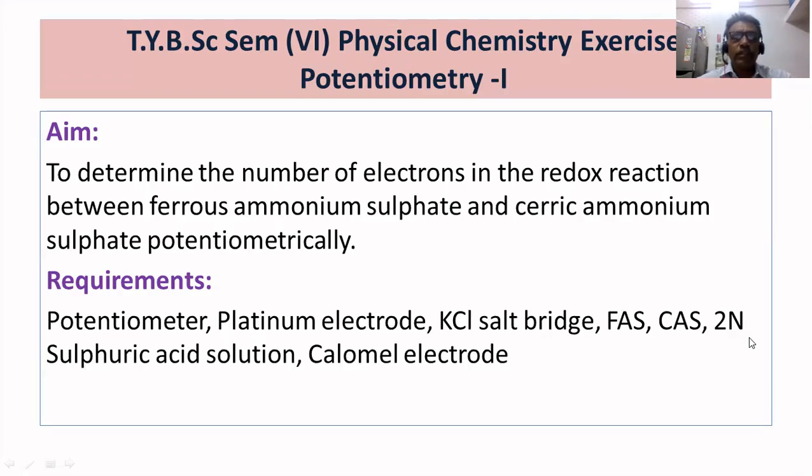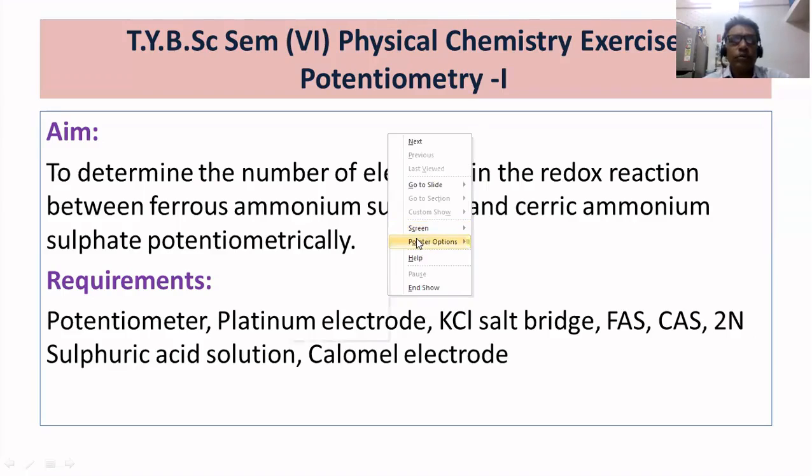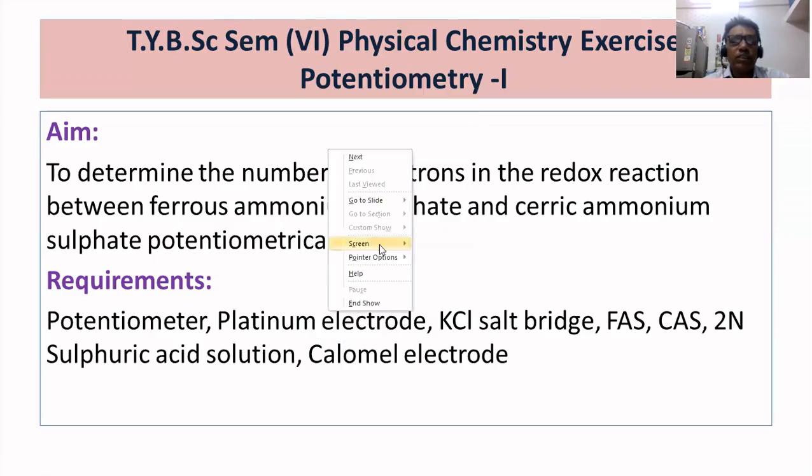Along with this, we require the apparatus: 2 beakers and a stirrer. Okay. So let us see how to perform this experiment. First of all, let us draw the diagram belonging to this experiment. First of all, construct the cell. So let us see how we have to construct the cell.